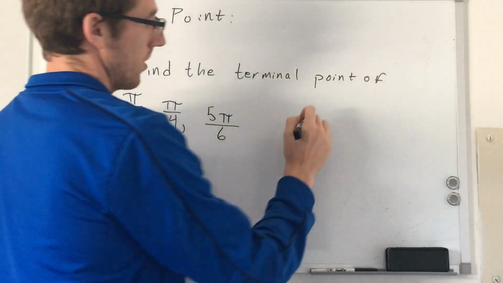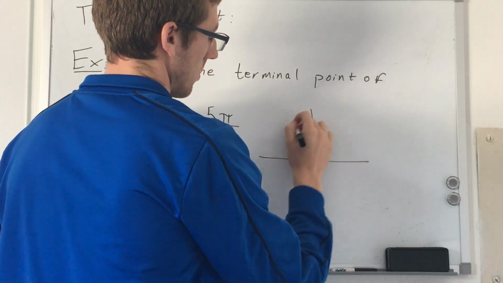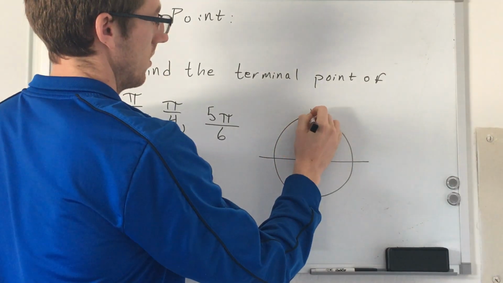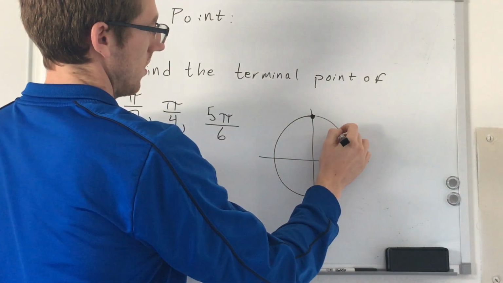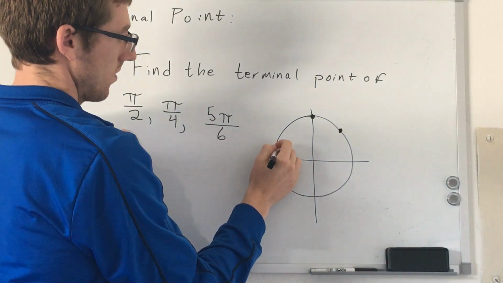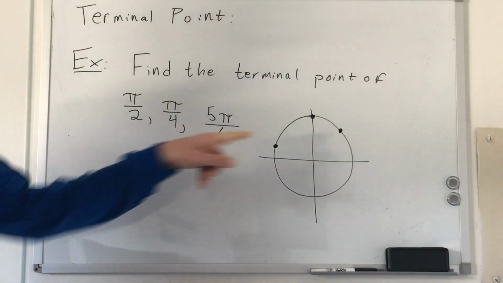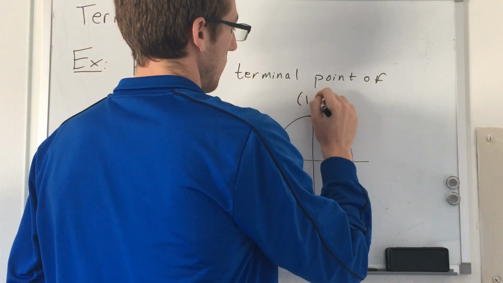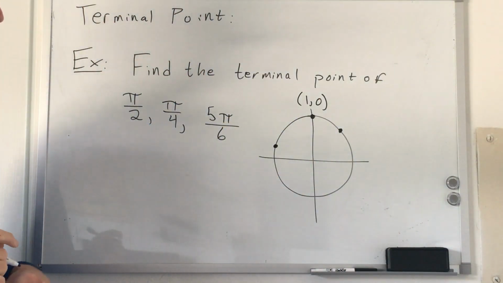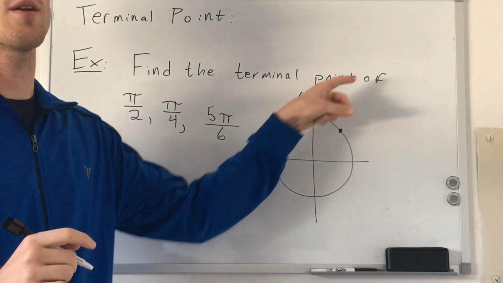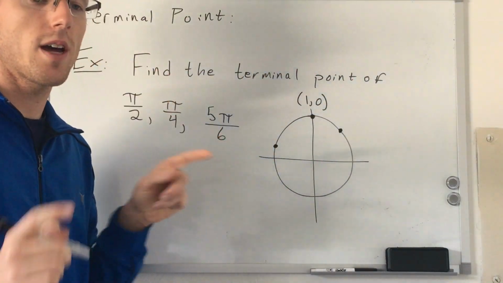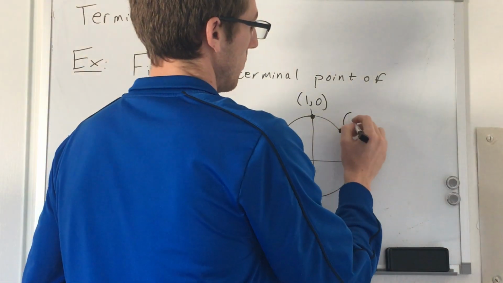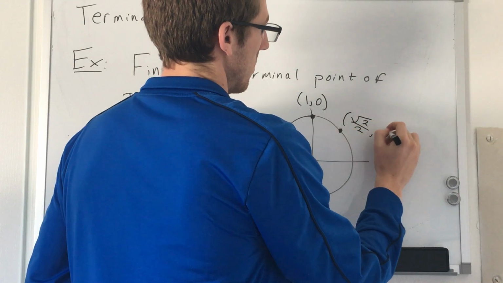Okay, well, let's just draw a quick sketch of our unit circle. So what's it asking for us? It wants us to find the terminal point here, and 5π/6 is over here. Well, I should know π/2 right off the bat, it's on the axis. So that's (1, 0), one of my terminal points. π/4, we think about it, that's halfway between 0 and π/2, so that's the one where they're both the same. So my terminal point is (√2/2, √2/2).